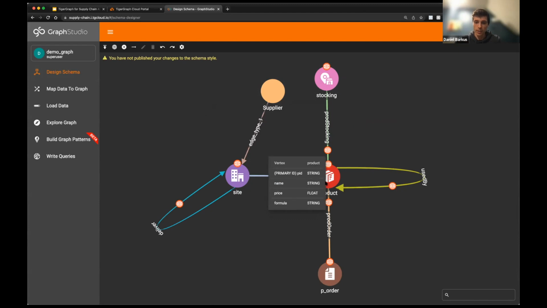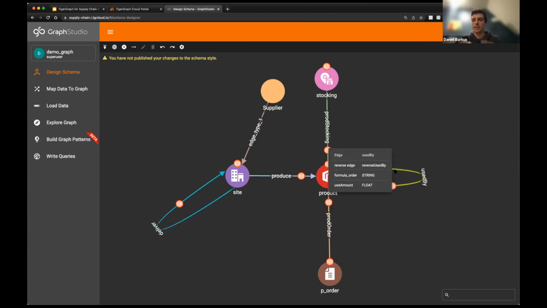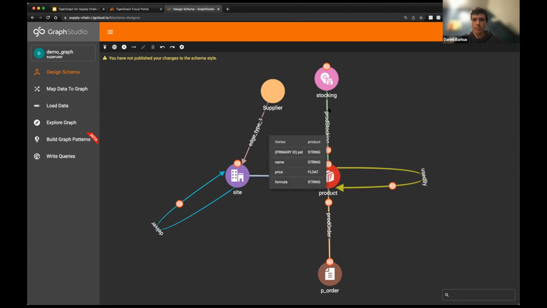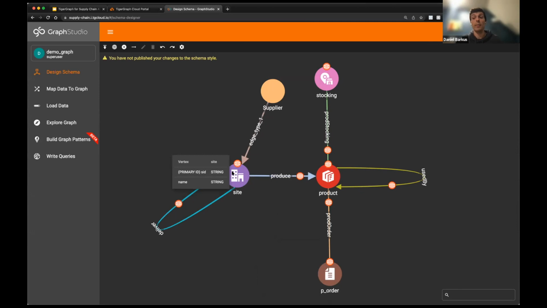So here we have products. Those products have names and they have prices, and they can be used by other products. So multiple products can be combined to create a new product. And that's what this edge is showing here. That's that self-referential edge that I was talking about before, where a product can reference another product. Additionally, those products are stocked in different locations. So we have these different locations that they're stocked at. Those products can be ordered through orders. So these orders tie back to products. And then sites are different manufacturing areas.